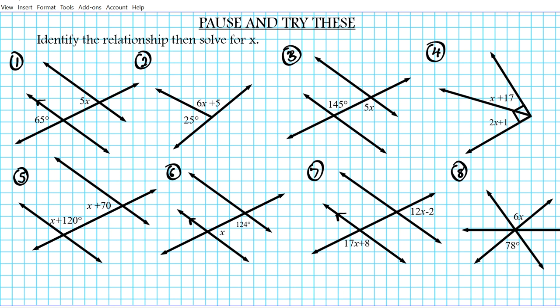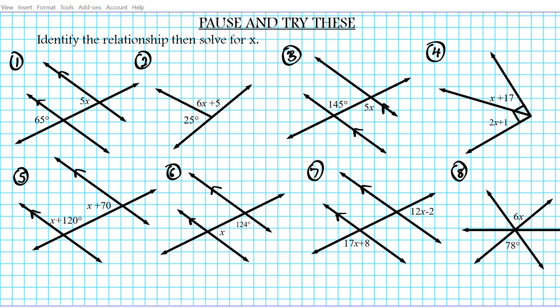When you are done, go ahead and click on the playback button, and we're going to reveal what the correct answers are. All right, so these are parallel lines for number 1, 3, 5, 6, and 7. Okay, so go ahead and pause the video and try out these problems.